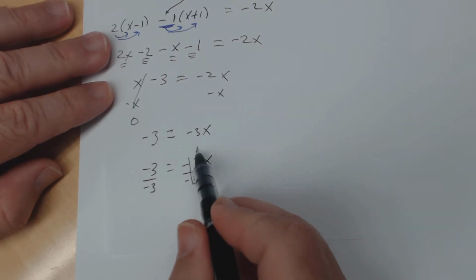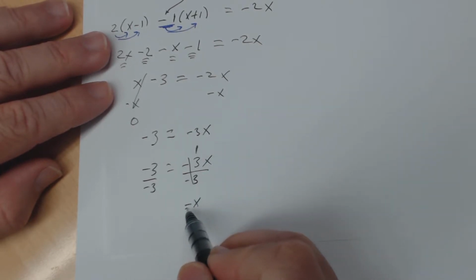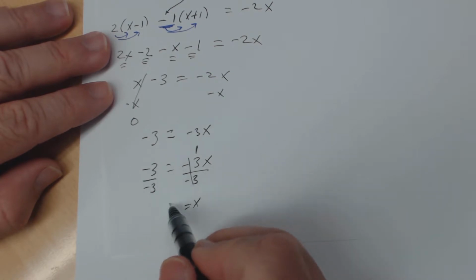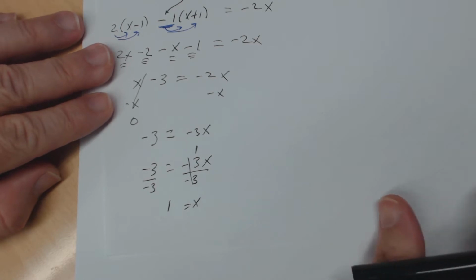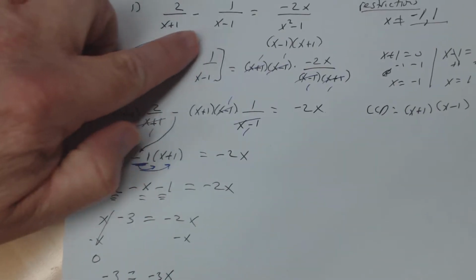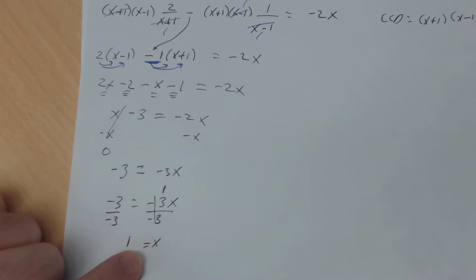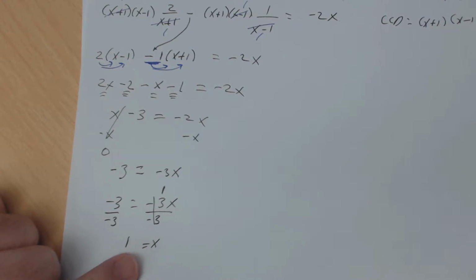Negative 3 divided by negative 3 is 1. 1 times x is x. And negative 3 divided by negative 3 is a positive 1. Alright, so my proposed solution is x equal 1. Assuming I did all this correct, x equal 1 is what I'm saying is my proposed solution.